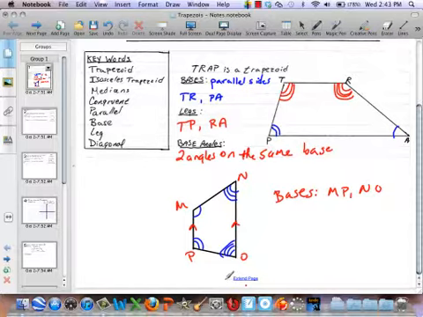equals XY plus WZ all over 2. So MN, add up what? 3 plus 11. If you take angle T and add it to angle P, what do you get? What you get is the same side interior angle, and that'll work with any trapezoid.